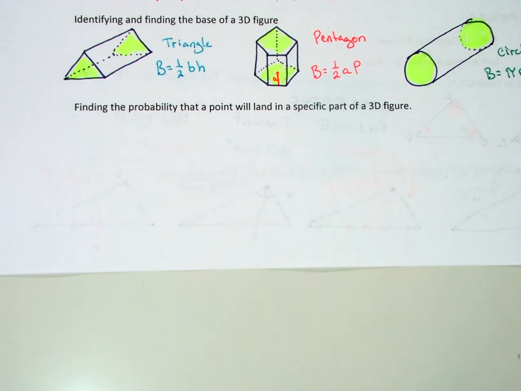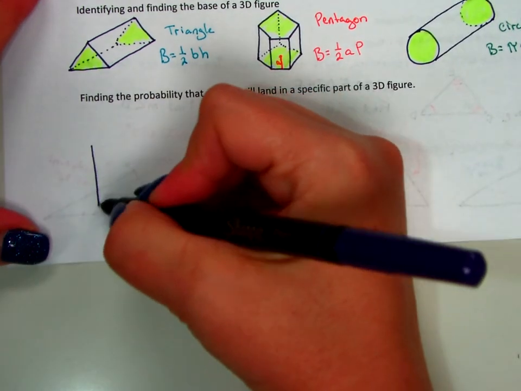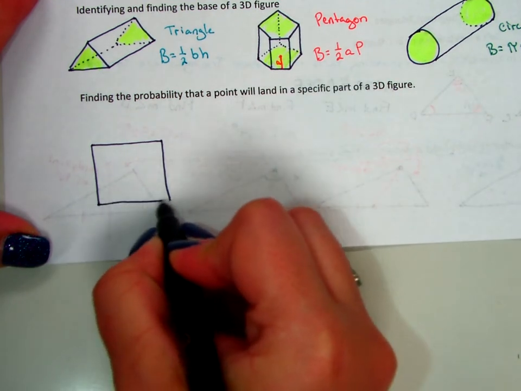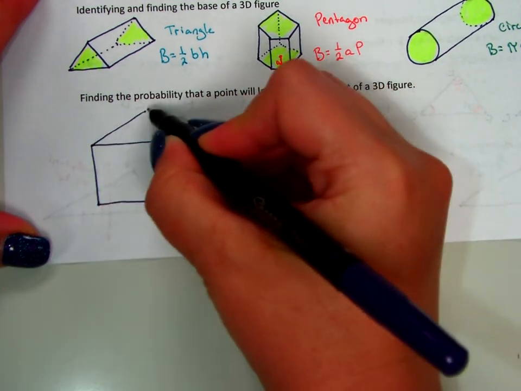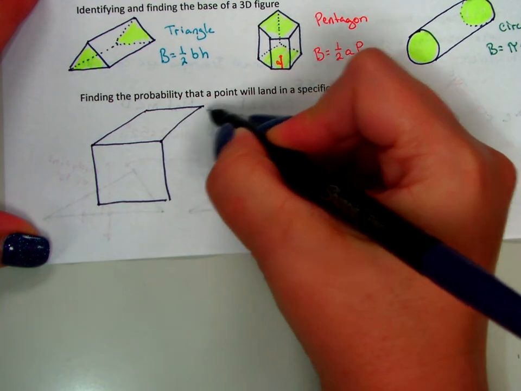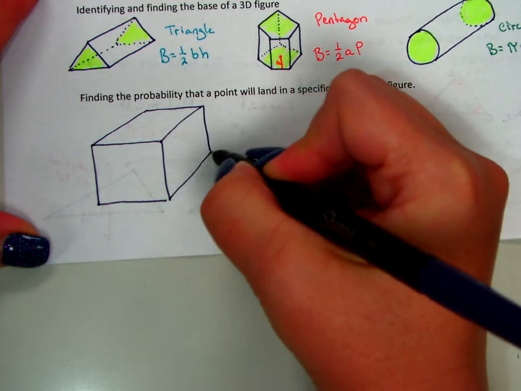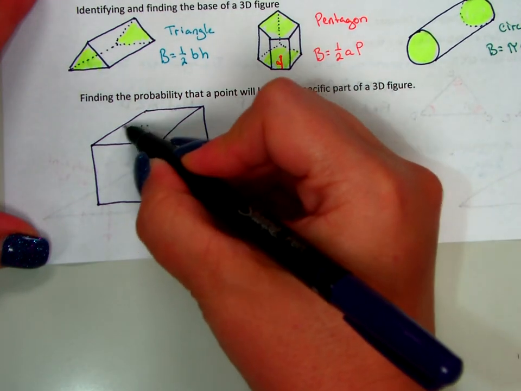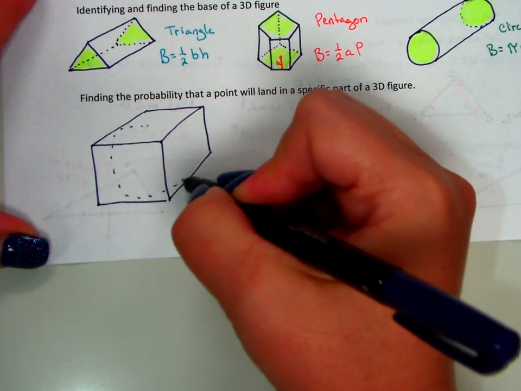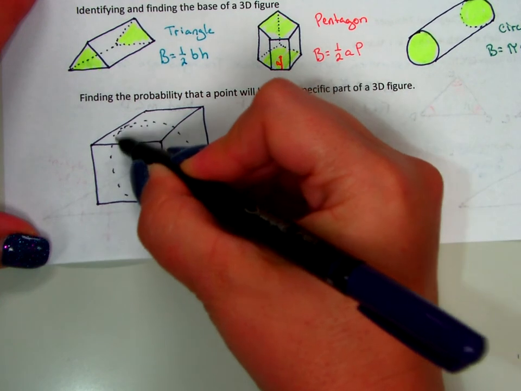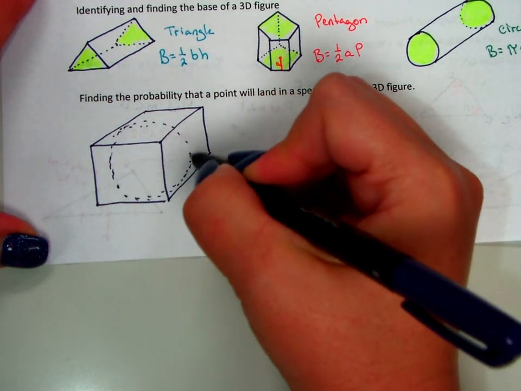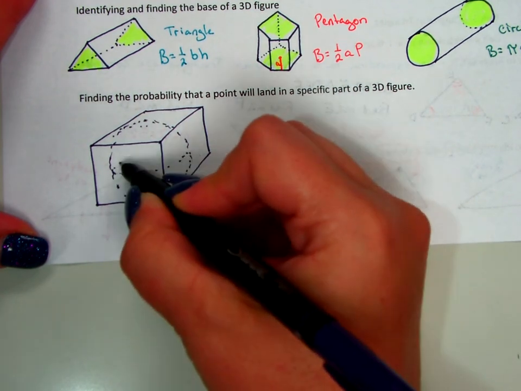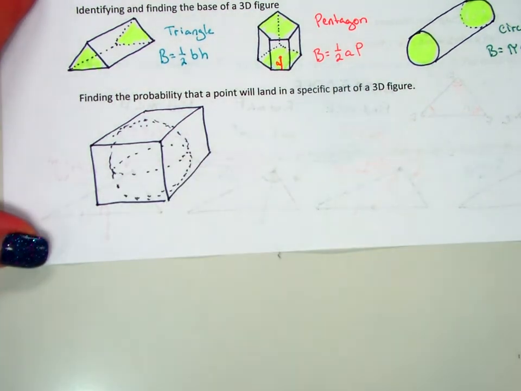Oh, we're not going to have time to get to the last one. Find the probability that a point will land in a specific part of a 3D figure. So what that's going to be like is if you have, for example, maybe a prism, like a cube. We won't have time to get through it, but I'll try to sketch a picture real quick. Let's say I have a cube. And then inside that cube, there's another shape. Let's say there's a sphere that fills up the whole thing.